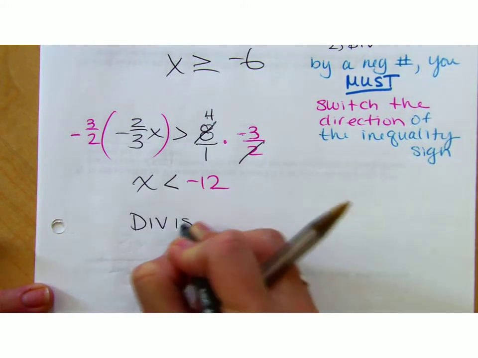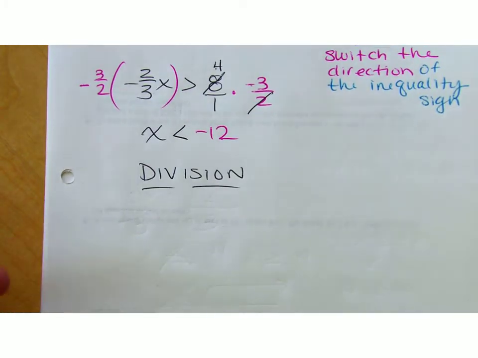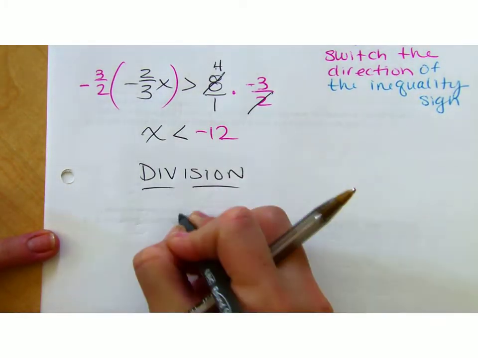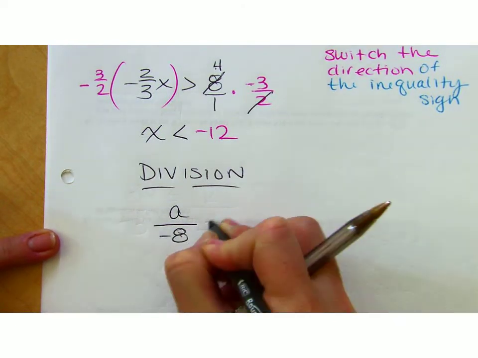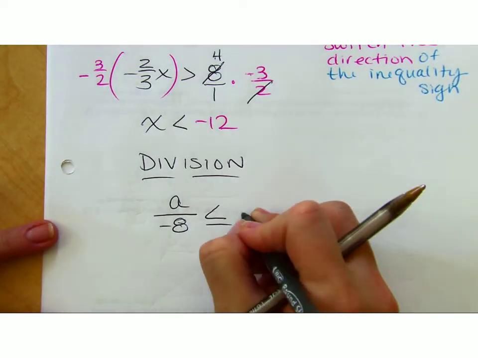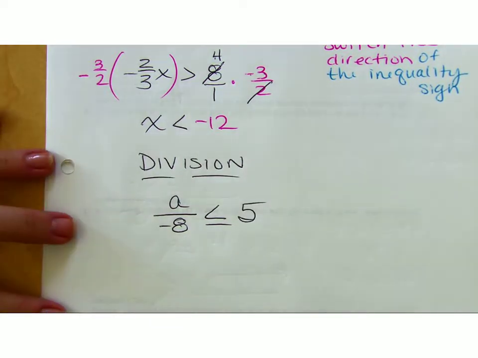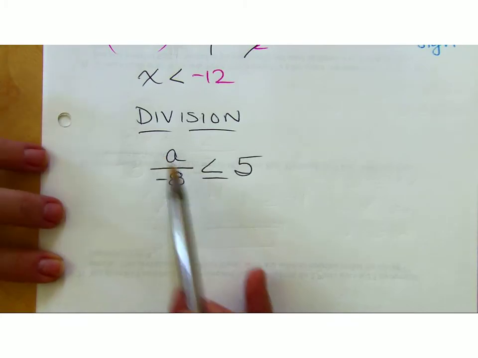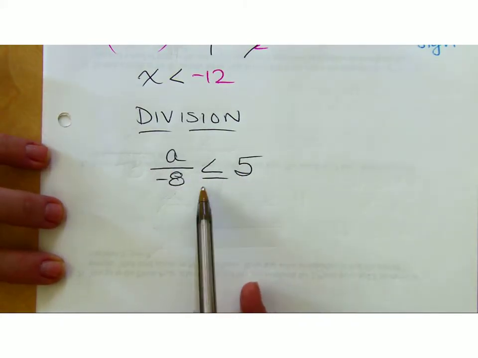The rule is the same. It just looks a little different. So I'm thinking of a number. I divide that number by -8, and it has to be less than or equal to 5. So what are the values of a that I could put right here, divided by -8, and have a quotient less than or equal to 5?